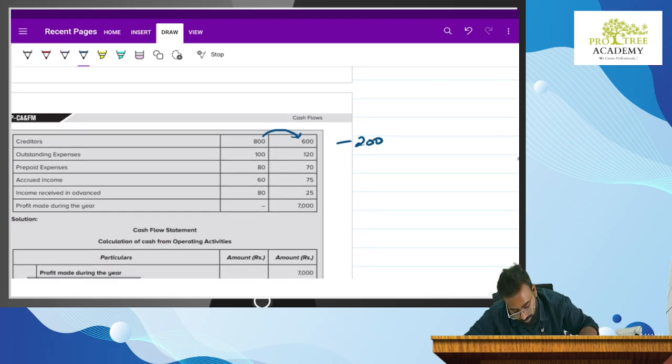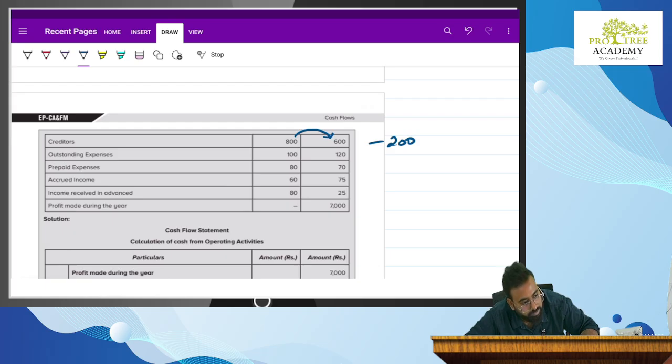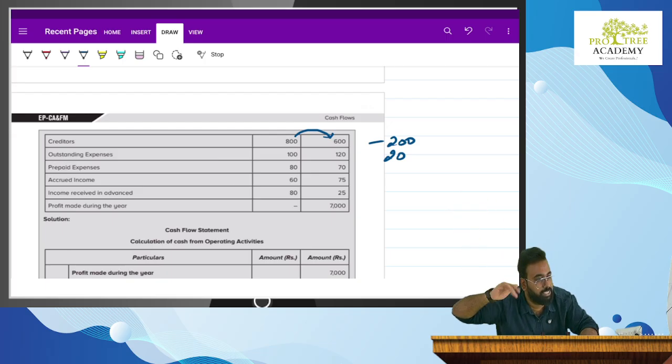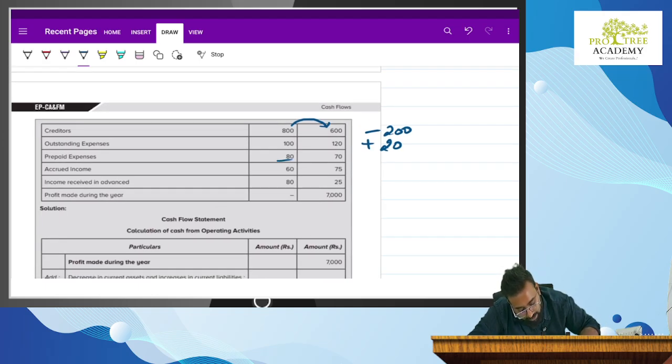Minus. Outstanding expenses. Plus or minus, plus or minus, plus or minus. How many of you say minus? How many of you are saying plus? Sir, outstanding expenses are going up. That means we are yet to pay. So who is having more cash? Plus or minus? Prepaid expenses, sir, have come down, gone up. How much? Plus or minus?